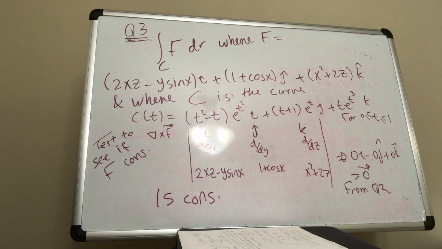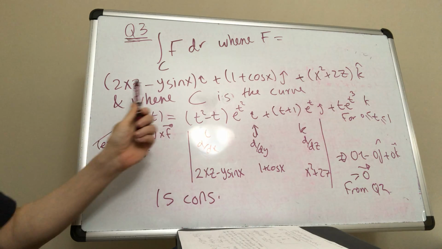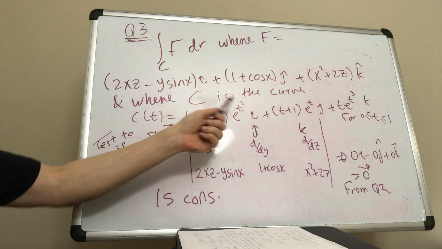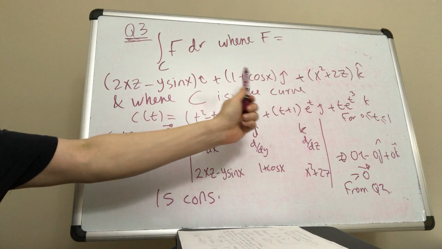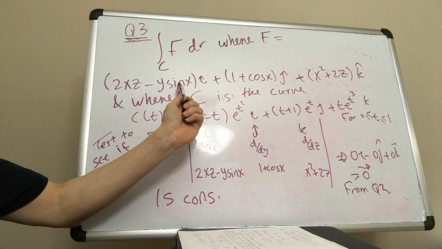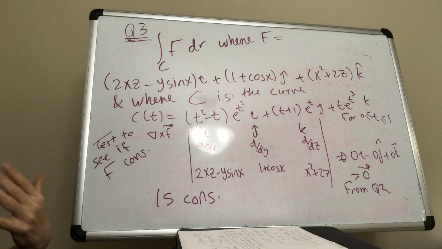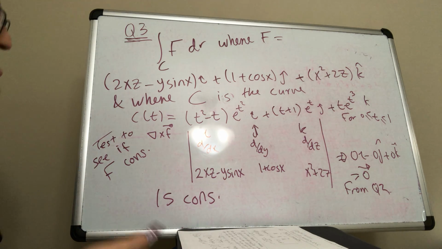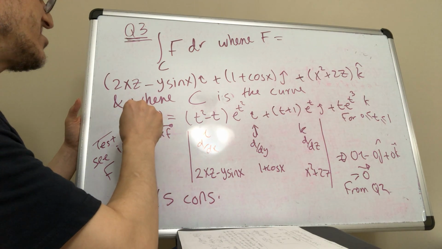So now you can think about it. If you're integrating this, you have to go 2xz, so 2 of this times z, t cubed. And then y, which is t plus 1, sine x, which is the sine of this. You'll see that it's too much. In fact, there is no way you can integrate it. But there's something about conservative functions. You can say this.